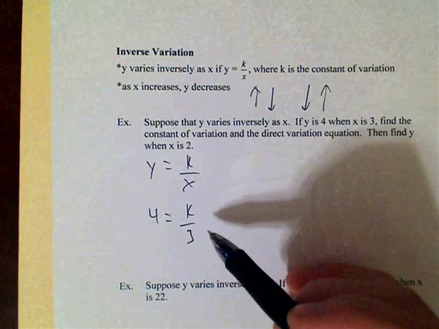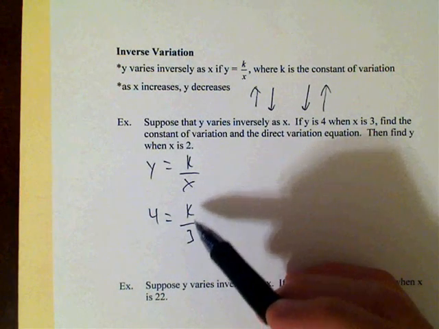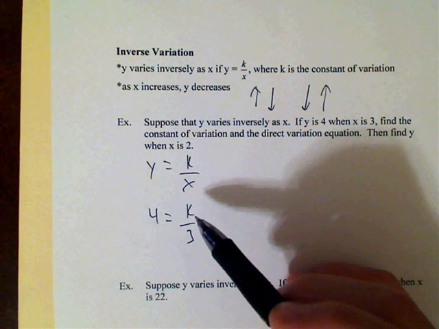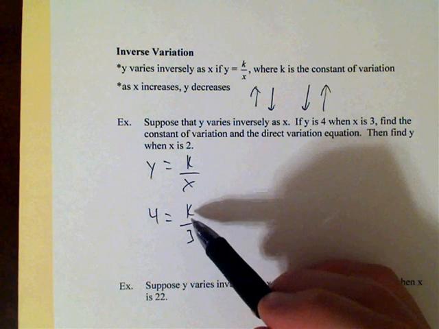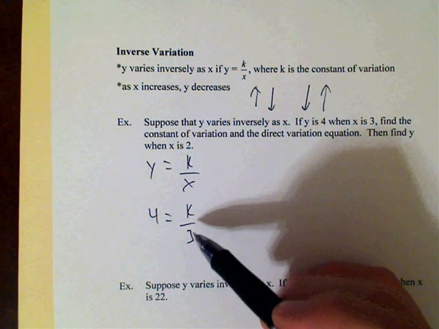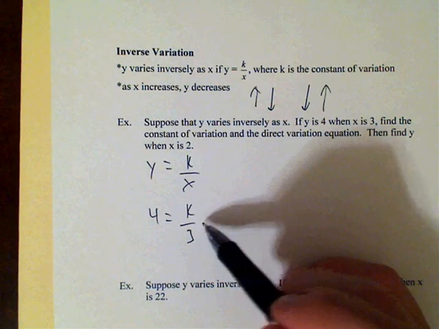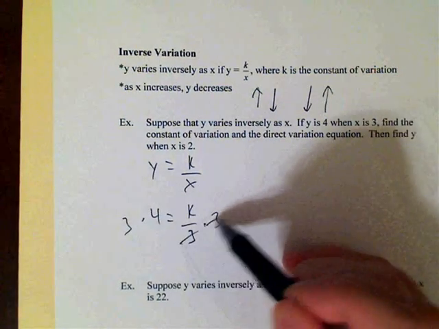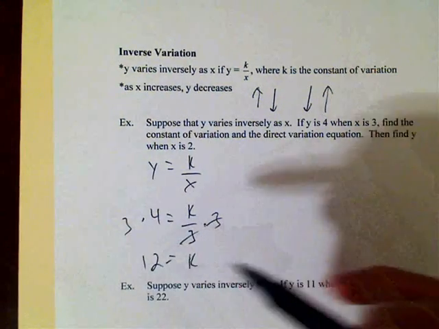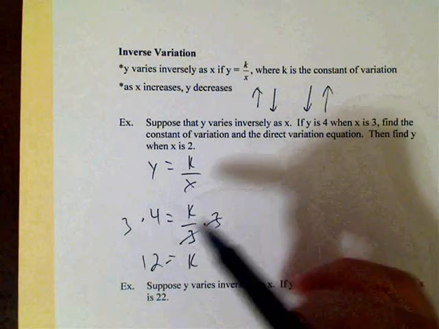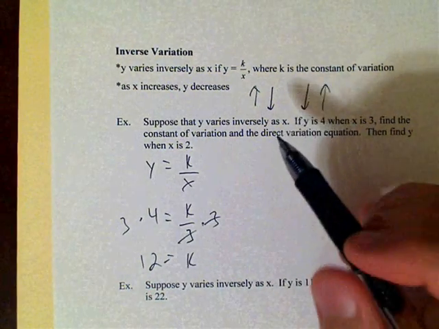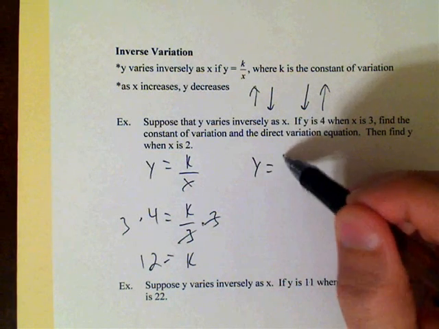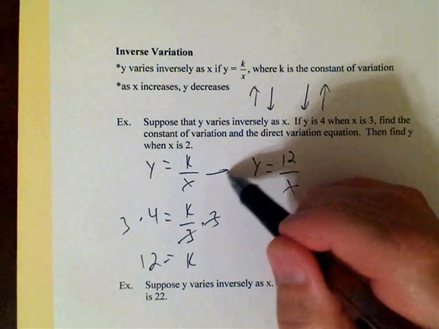Anytime you're trying to get the k by itself and it involves a fraction, there are several ways to approach it. We want to get the k by itself, which means we need to get rid of the 3 being divided, so we're going to use multiplication. And whatever you do to one side, you do to the other. These 3's cancel out, and we get k equals 12. You also could put the 4 over 1 and cross multiply. It's however you want to approach it. So you end up with y equals 12 over x.